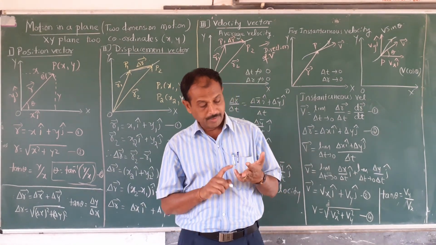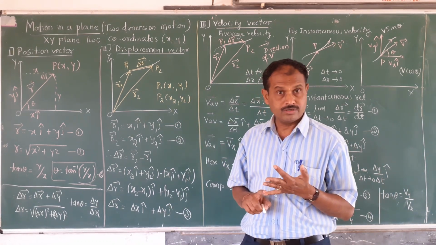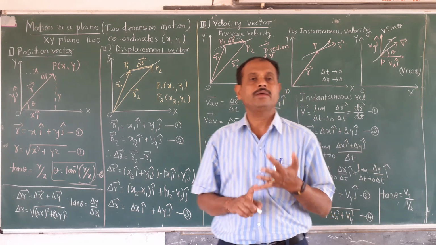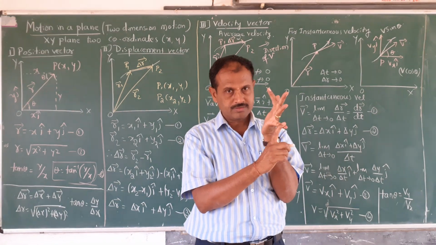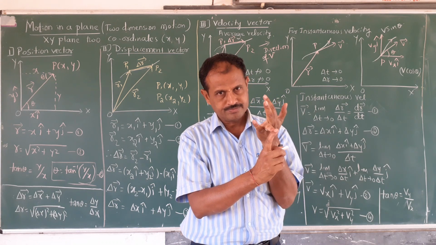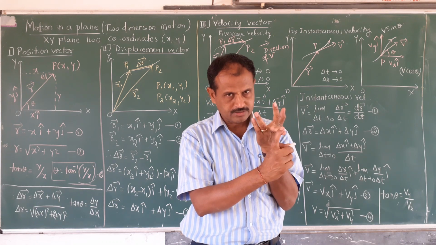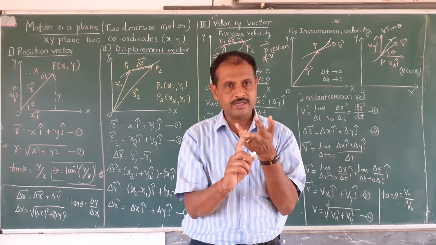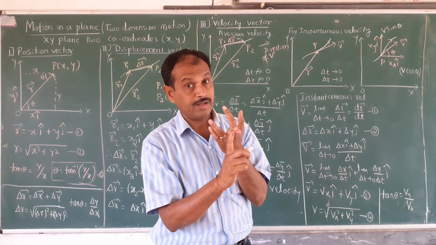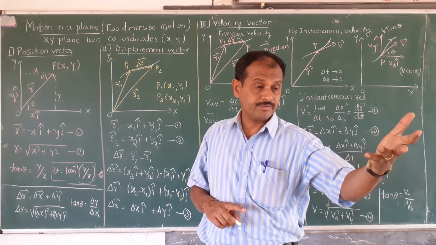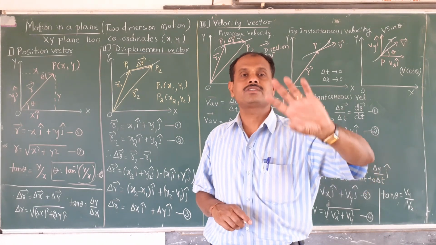Now, when a particle moves in 2 dimensions in a particular plane, how do you take the position vector? How do you take the displacement vector? How do you take the velocity vector? You express the displacement vector easily, but in the case of the velocity vector, you come across 2 types: average velocity and instantaneous velocity.